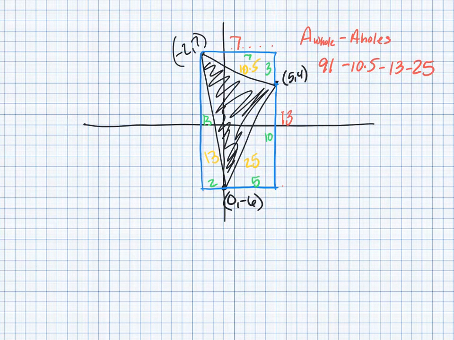And what do we get when we do that? We get 42.5. So that's the first way you're going to do it. You're going to encase the triangle in a rectangle, find the area of the whole rectangle, then subtract the area of the 3 triangles that it forms.